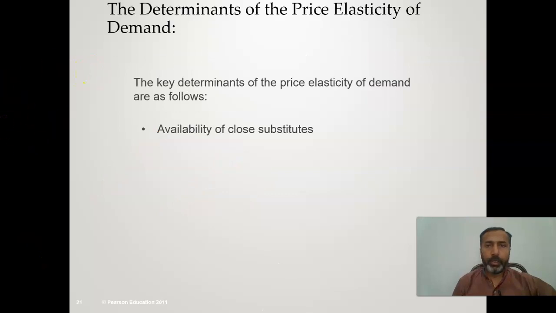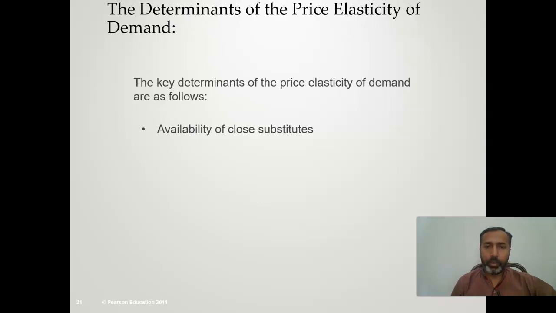The first determinant of price elasticity of demand is availability of close substitutes. There are some products which have very close substitutes, for example, Pepsi. If the price of Pepsi increases, demand of Pepsi will decrease significantly because Pepsi has many substitutes like Coke and Sprite and so on. And there are some products which do not have close substitutes.